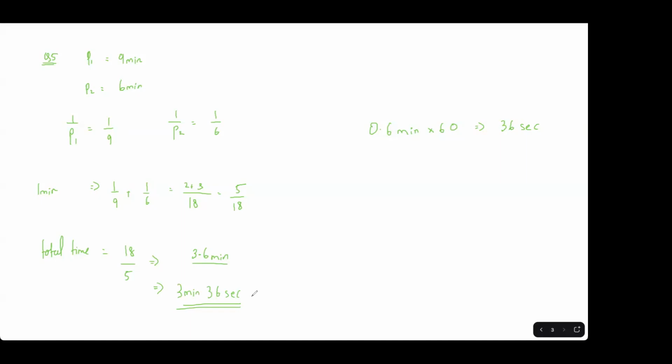Understood? Sir, why did you take 0.6 minutes over there? Okay, 1 minute is 60 seconds, so we need to convert 0.6 minutes to seconds because the answer is given in minutes and seconds. So the answer will be 3 minutes 36 seconds. Okay, sir. Thank you, sir.